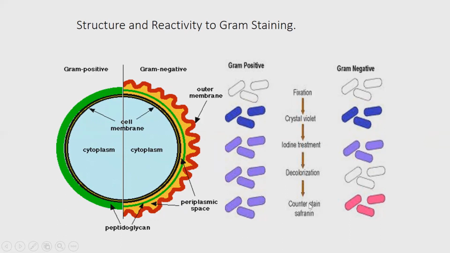Then we use a counterstain with safranin. Because Gram-positive cells have not let go of the previous stain, they hold on to it. But Gram-negative cells, as they have let go of the previous stain, take up the newly introduced stain, safranin, and they take up this reddish or pinkish color. That's how we can differentiate Gram-negative and Gram-positive on a slide.